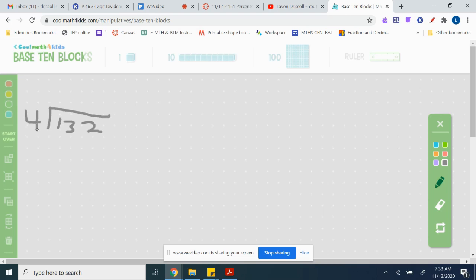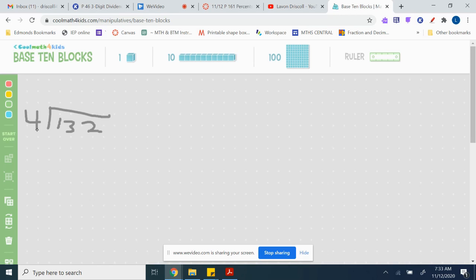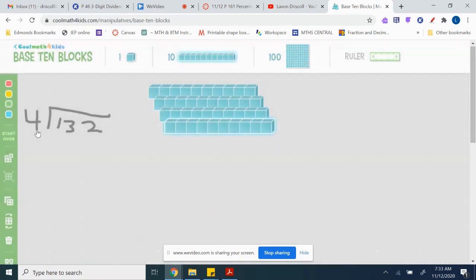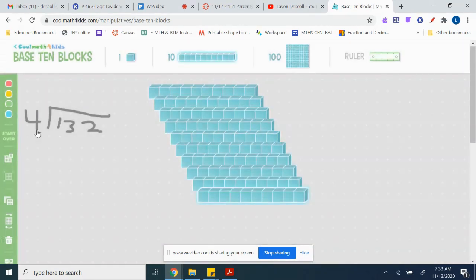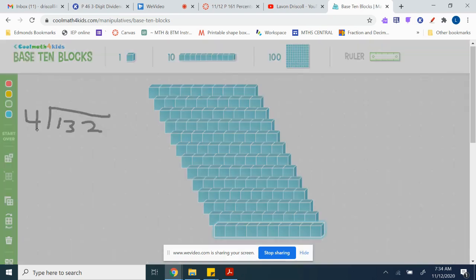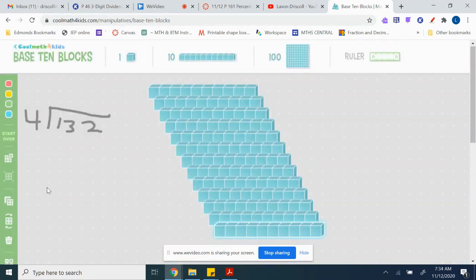And right away, I'm going to just bring down my base 10 blocks, and I'm going to bring down 13 of them. So 1, 2, 3, 4, 5, 6, 7, 8, 9, 10. So that would be 100. And then we're going to do 30, 10, 20, 30. So I'm going to split these into 4 different groups. So let's go ahead and move them.